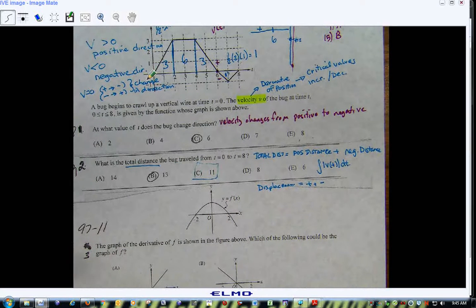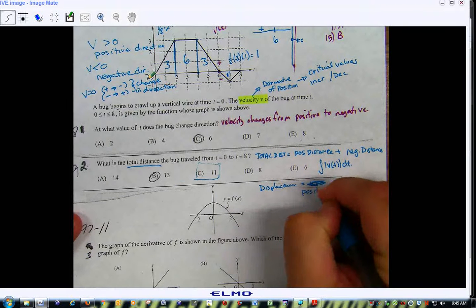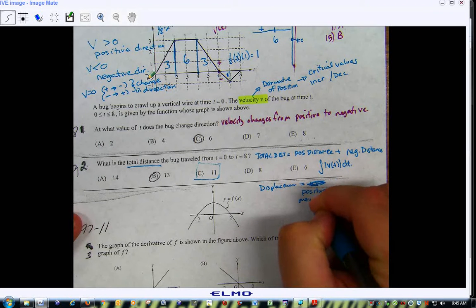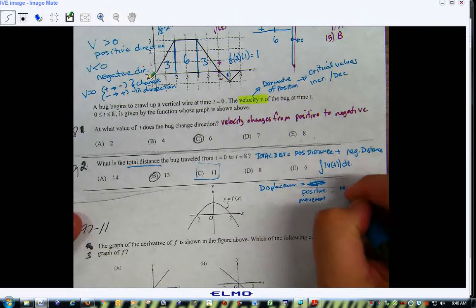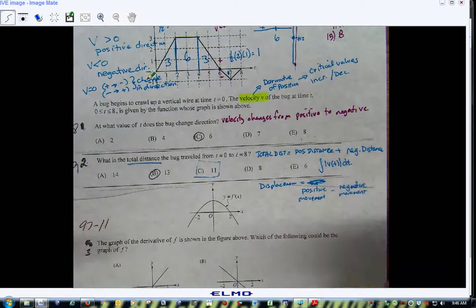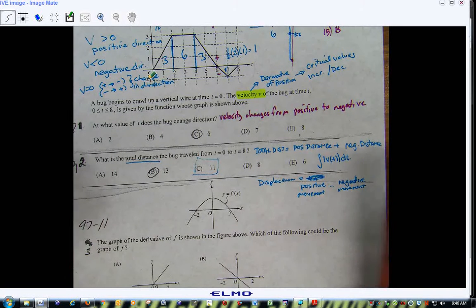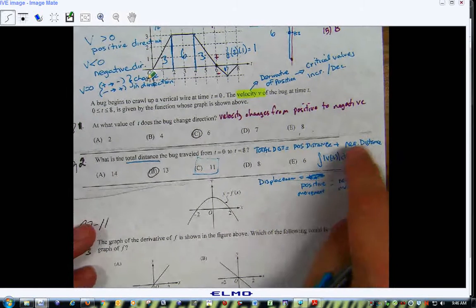So is displacement the same as the total distance? No, those are two different ideas. What were you saying with displacement? Displacement is the positive movement minus the negative movement. However far he went in one direction, you're going to subtract the two different measurements. For total distance you're going to add them together. For displacement you're going to subtract them.